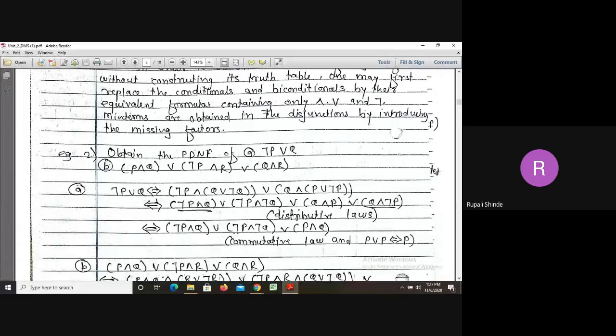Now check whether this is in the correct form, sum of products. Inside the bracket and should be there, and outside the bracket or should be there. Now check here, the same is there. And each and every bracket must contain the variables mentioned in the question. Here in this question only two variables are there, P and Q, and every bracket is containing both variables. That's why this is the correct answer. This is the required PDNF for this first formula.